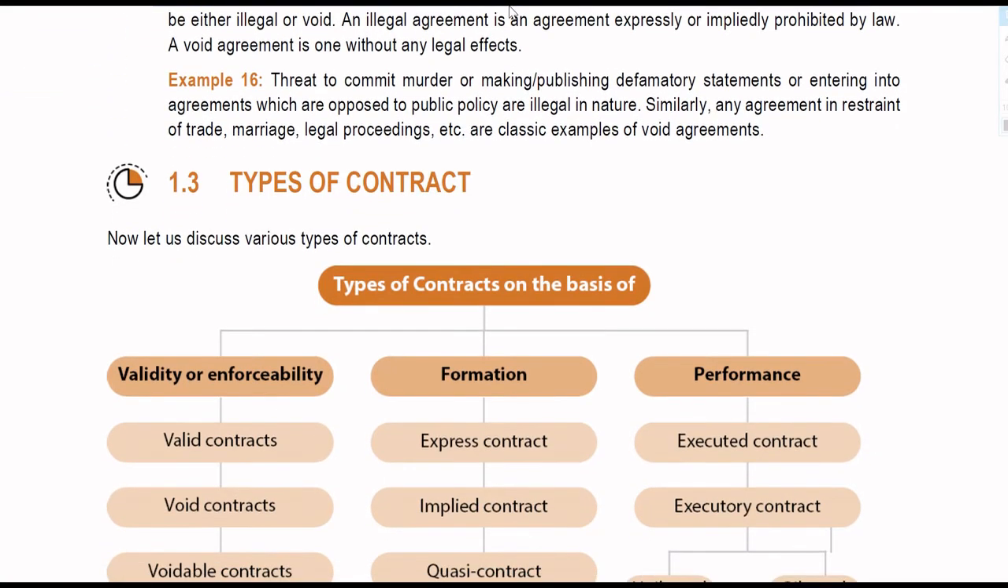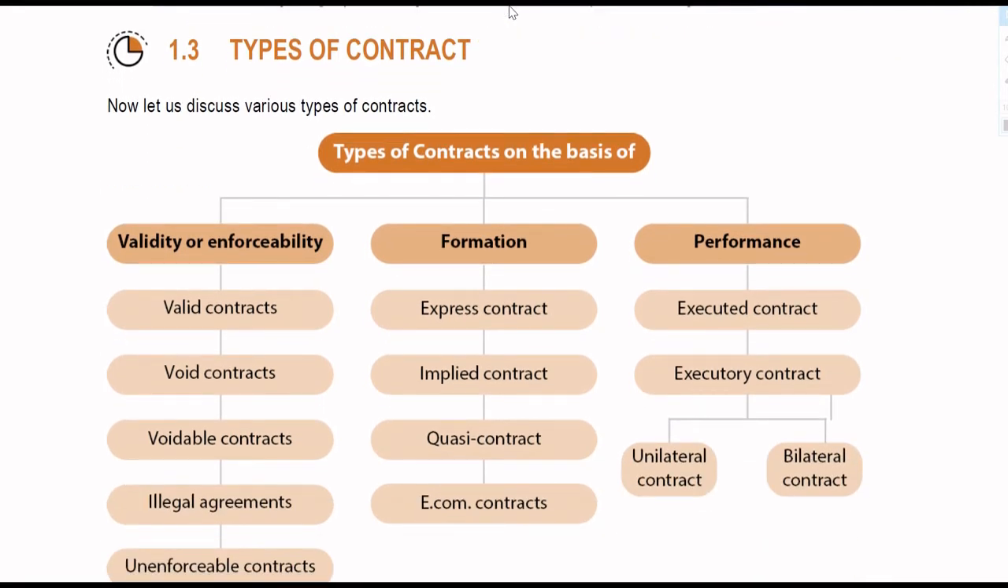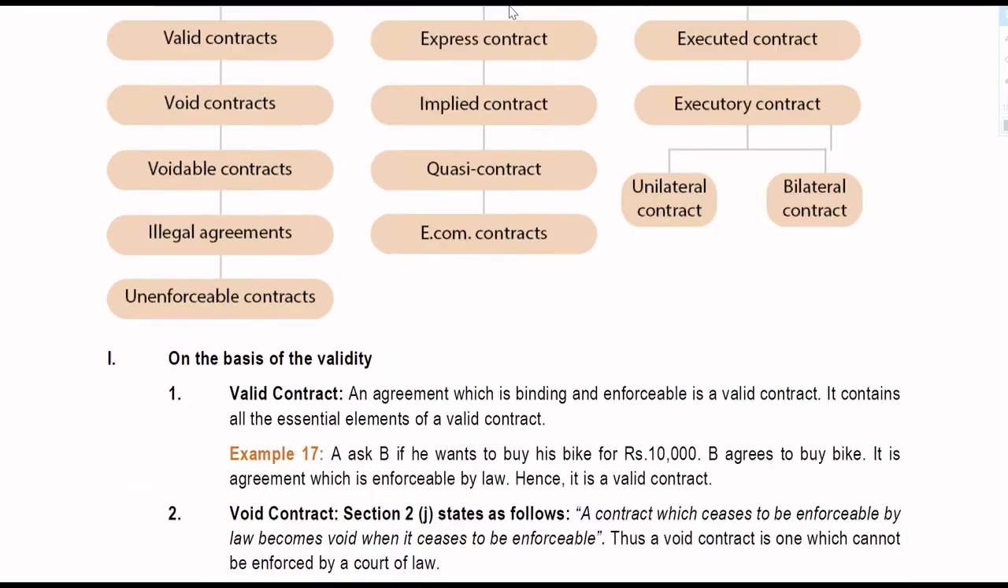Types of contract. Now let us discuss various types of contract. See, this is the process of the types of contract. Here there are three parts of it. One is validity or enforceability. Second is formation. Third is performance. First, we will study the validity or enforceability.